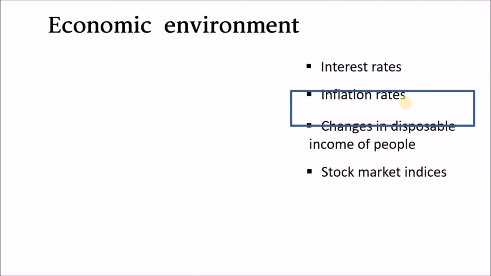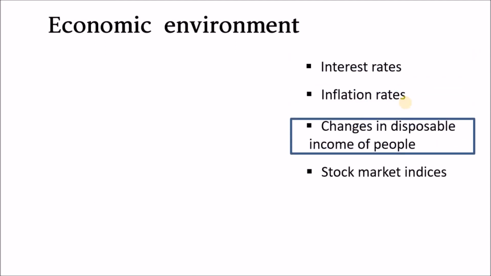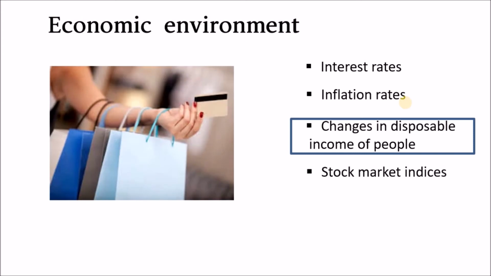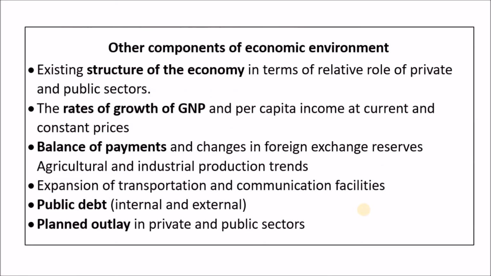Similarly, if there is a change in disposable income of people, it also has an impact on business. Like if the disposable income of people is more, they will be buying more, and as a result there is an opportunity for business as their sales will increase. Similarly, there are stock market indices like Sensex, Nifty, which indicate the movement of share prices. This all comes under the category of economic environment, and they have a big impact on the working of business. So these are the other components of economic environment.